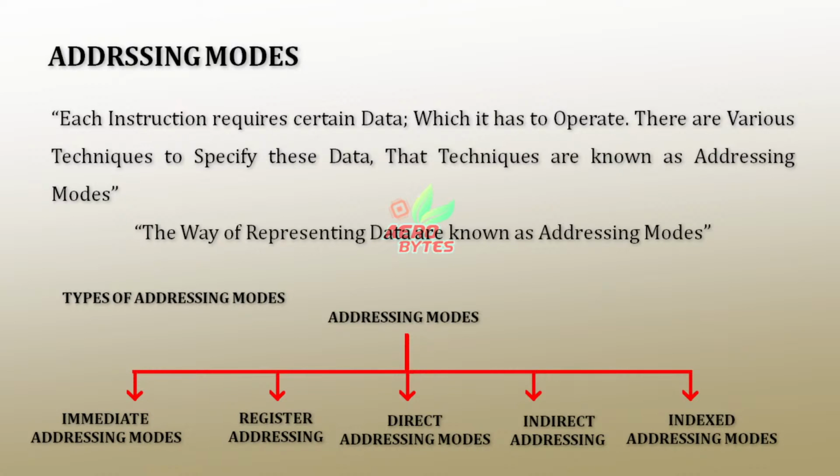Addressing mode, in the sense, the way of representing data is known as addressing mode. Each instruction requires certain data which it has to operate. There are various techniques to specify the data. The techniques are known as addressing mode. Clear? Addressing modes are classified in 5 categories: immediate addressing mode, register addressing mode, direct addressing mode, indirect addressing mode, and last one is indexed addressing mode. We will see one by one.